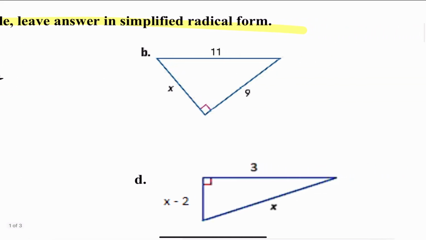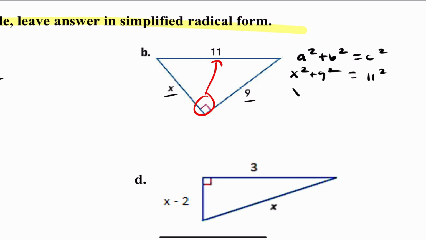So b, okay, I have a right triangle. I'm going to use a squared plus b squared equals c squared. Figure out what c is. It's across from the 90-degree angle. That's 11, so I can go ahead and plug in my c. That's 11 squared, and everything else, it doesn't matter. So it's x and 9. So x squared plus 9 squared, x squared plus 81 equals 121.